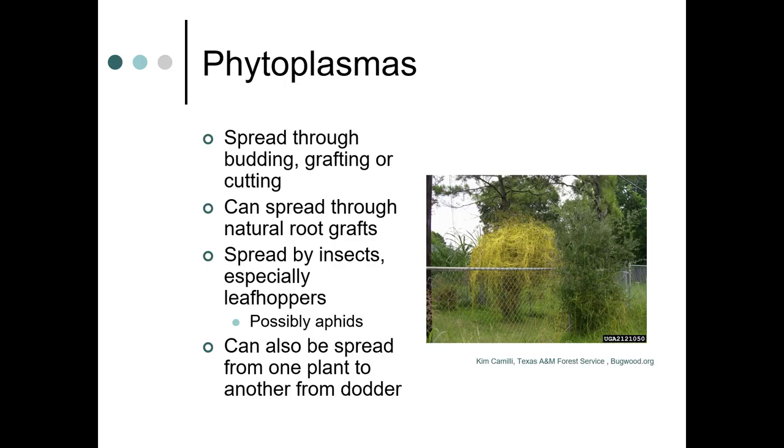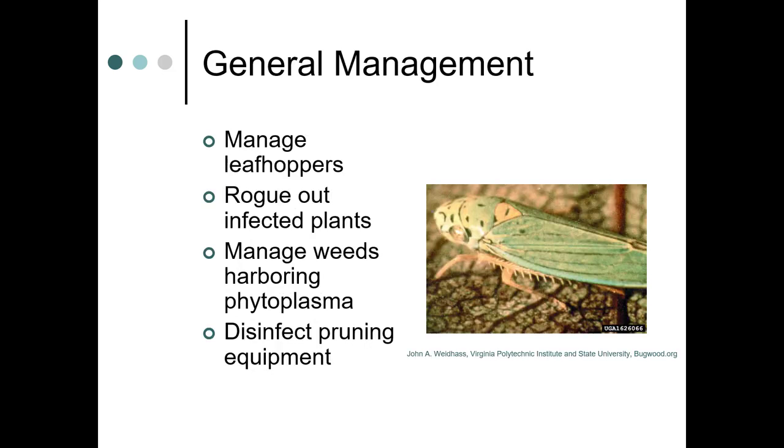Phytoplasmas can spread through budding, grafting, or cutting. They can spread through natural root grafts. They can be spread by insects, especially leafhoppers, and sometimes aphids. They can also spread from one plant to another if it's covered with dodder. So, of course, managing leafhoppers is really important. Rogue out infested plants, manage weeds harboring phytoplasma, disinfect pruning equipment.